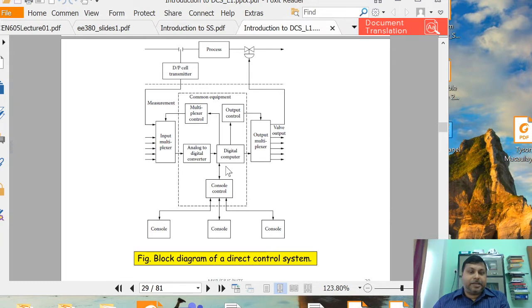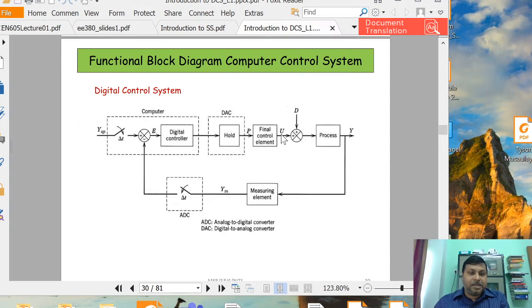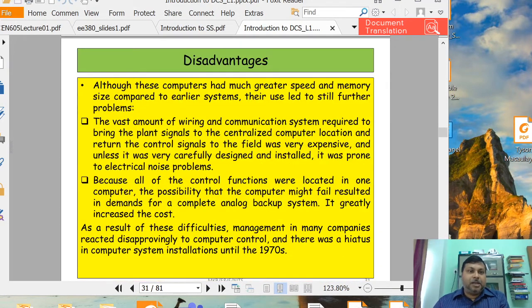So this architecture has several disadvantages. What are the disadvantages? Although these computers had much greater speed and memory size compared to earlier systems, their use led to still further problems. What are the problems? The first problem is the vast amount of wiring and communication system required to bring the plant signals to the centralized computer location.